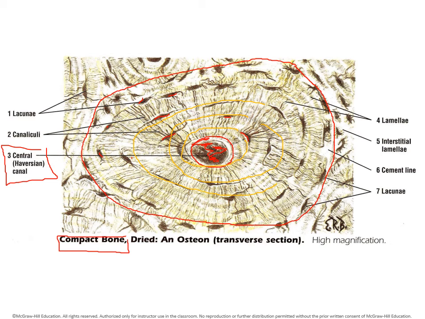Now, the reason they do that is because, remember, we just talked about the fact that you have osteoblast cells that can build the bone. So as the bone is building and it becomes thicker, you add another ring to it. And that space between the rings is called a lamella.